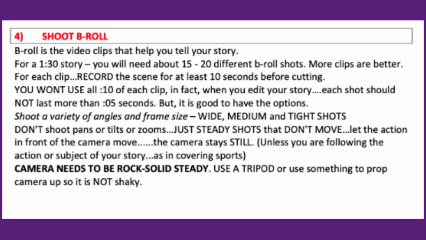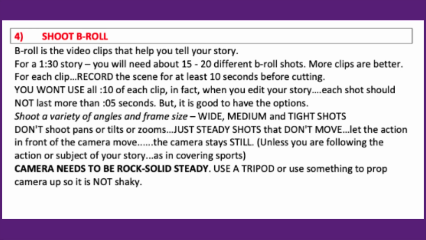B-roll is the video clips that basically go in your story. And for a 1:30 story, that's how long your story is going to be, about 1:30, so 90 seconds, you're going to need at least 15 to 20 different B-roll shots. More options would be better, but at least 15 to 20.